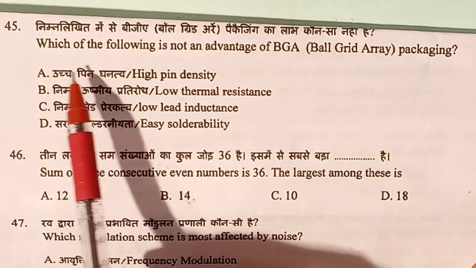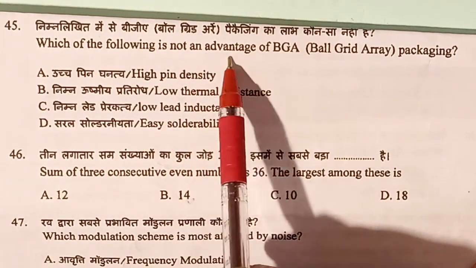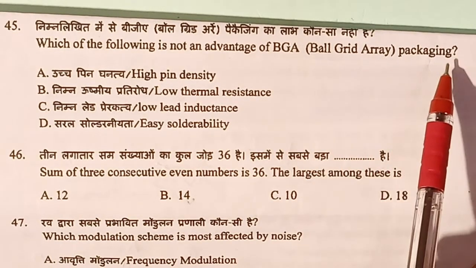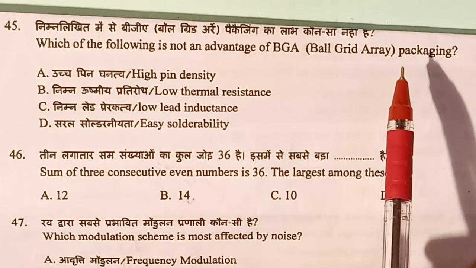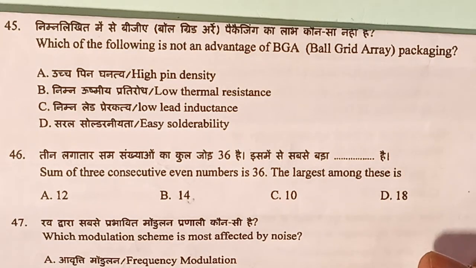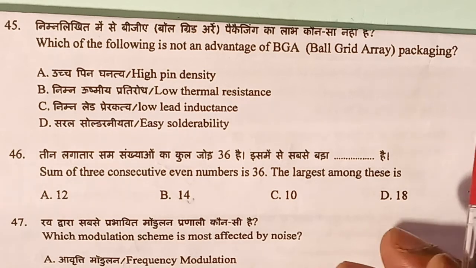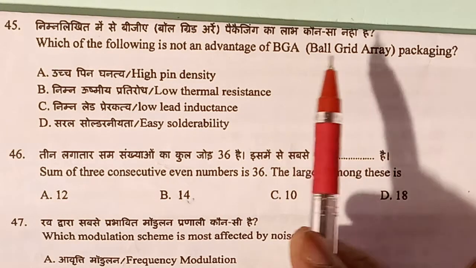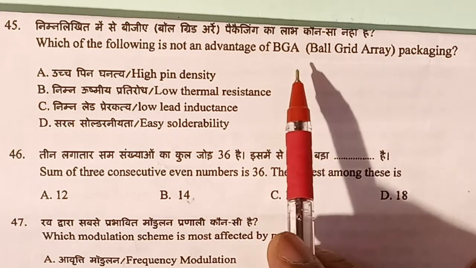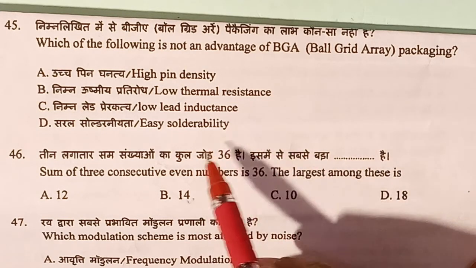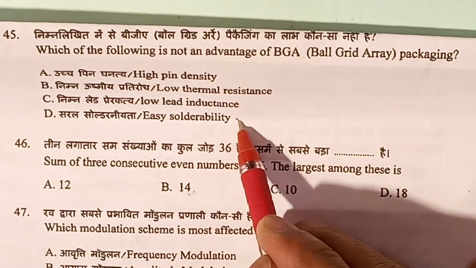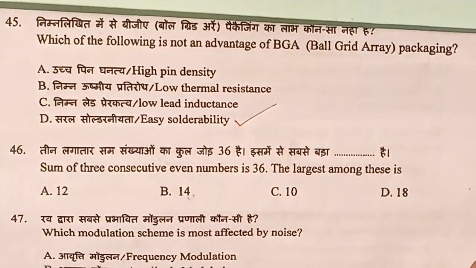Question number 45. Which of the following is not an advantage of BGA or ball grid array packaging? This ball grid array packaging is used in most microprocessors, like the Intel Pentium processor and iCore. Most of these processors use ball grid array. The problem of this packaging is the solderability. It cannot be easily soldered. So the answer is option C, easy solderability.